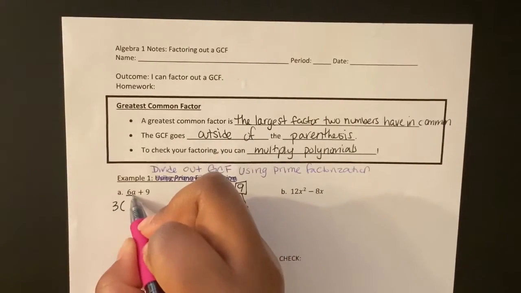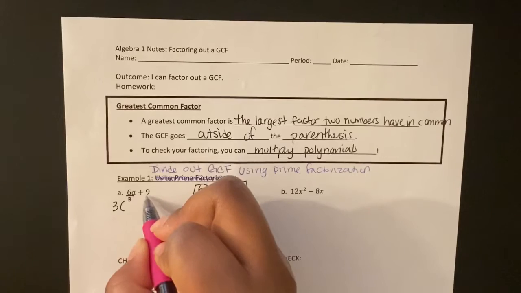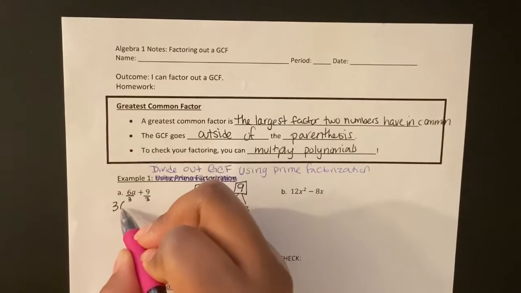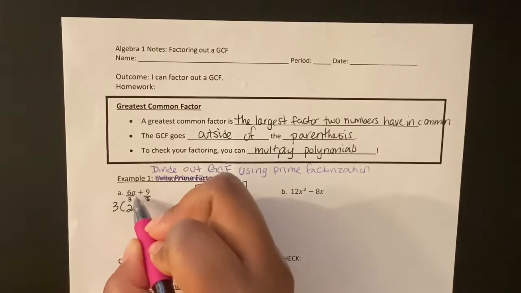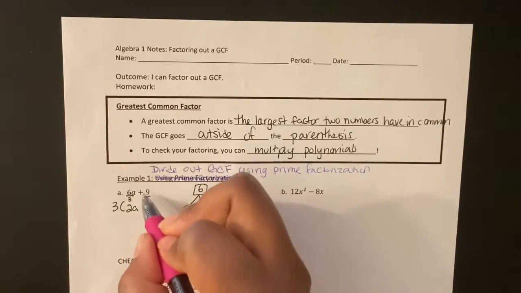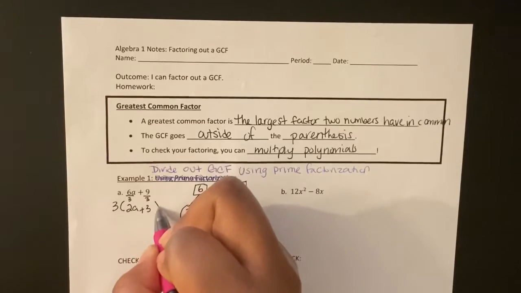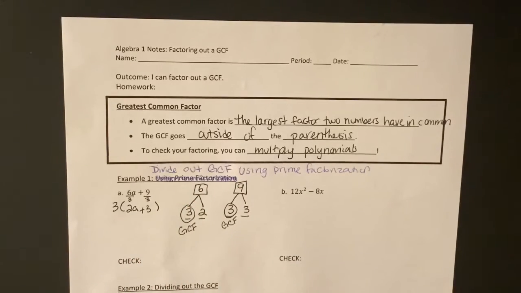And when I divide 6a by 3 and 9 by 3, when I take it out, I'm left with 2a, because 6a divided by 3 is 2a. And I'm left with 3, because 9 divided by 3 is 3. Again, I put my GCF on the outside, and I put in the parentheses what I have left when I divide my terms by my GCF.